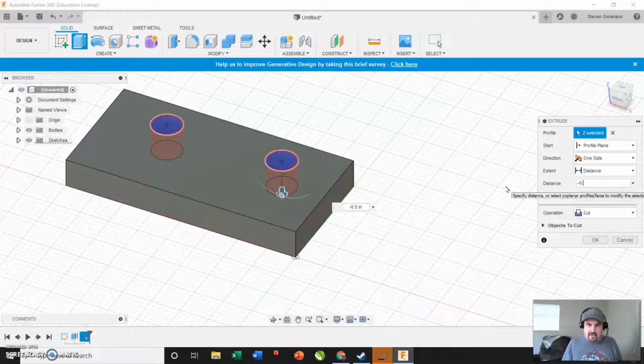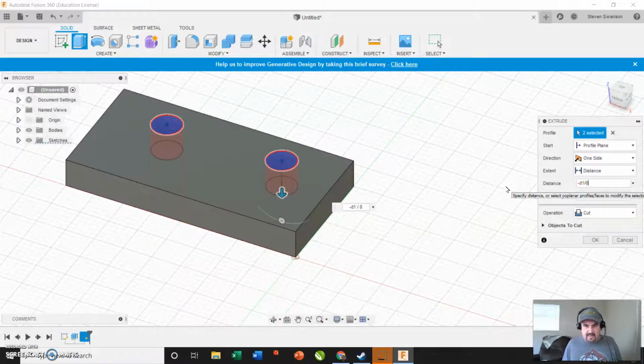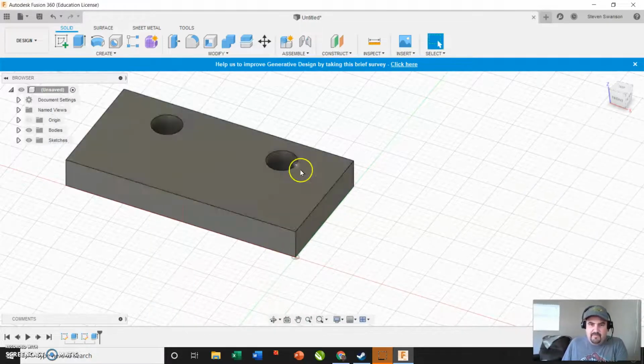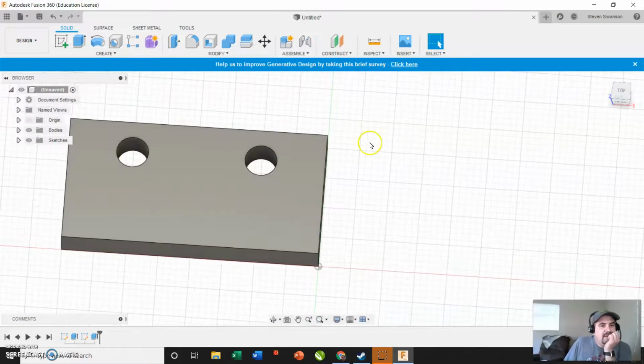So I'm going to go cut D1 divided by, and I think it was 8. And that's how thick we make that. So that way they cut always through. So there we go. They're always cut through. And everything's good. Now I want to show you something.